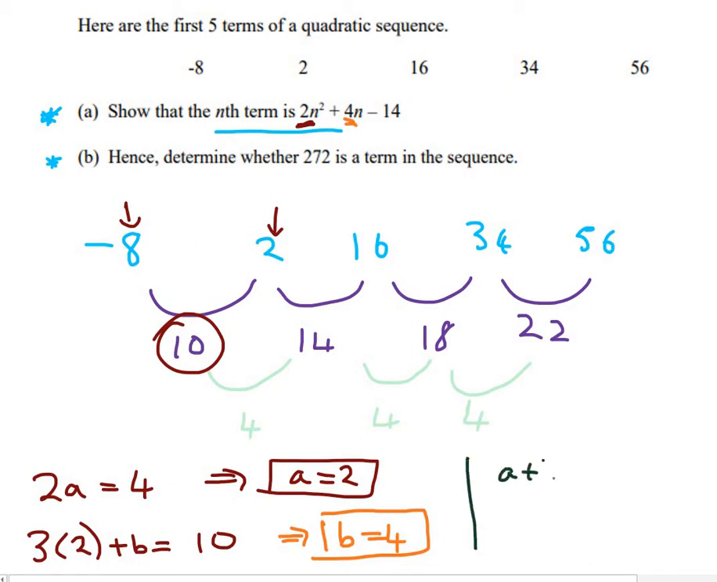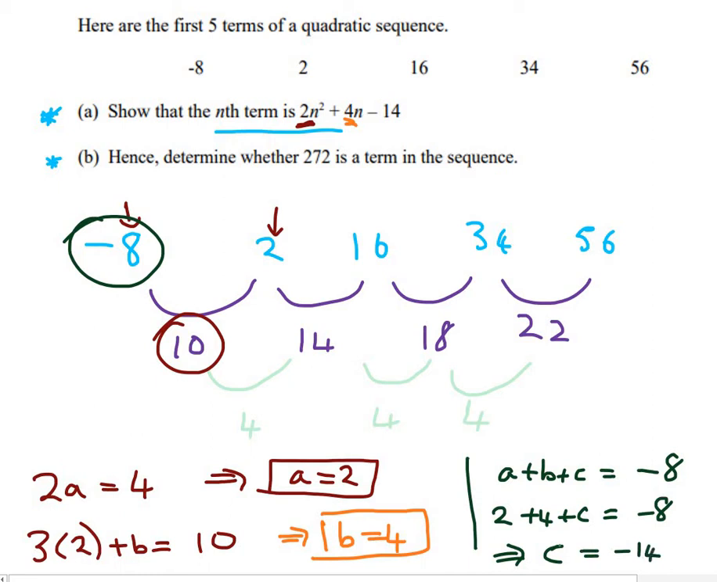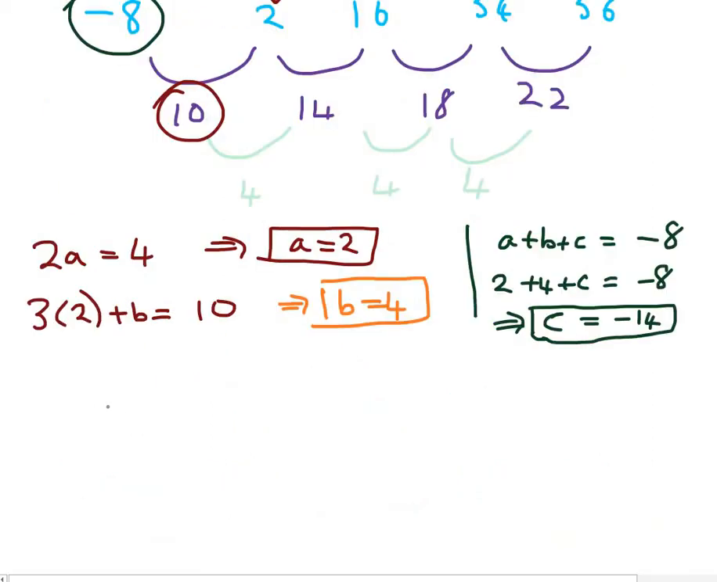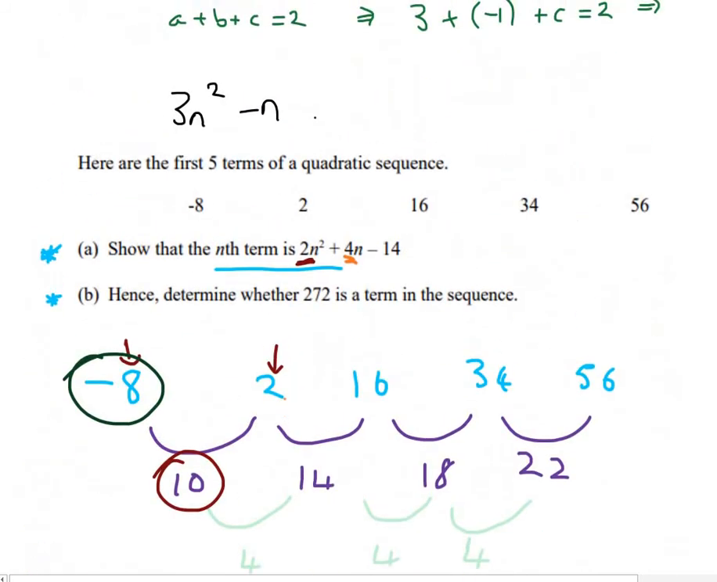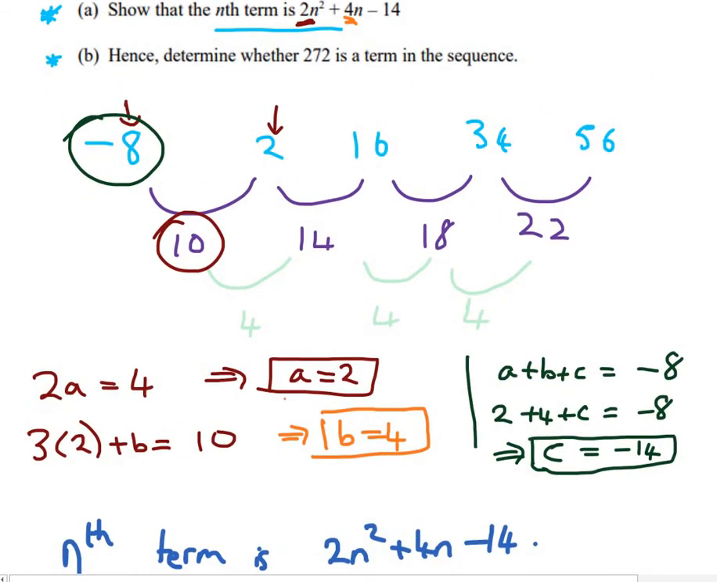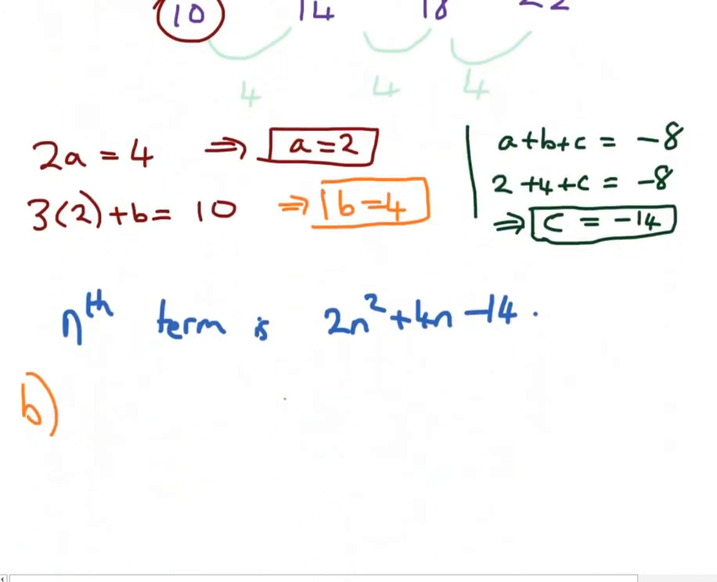And finally then, let's work out c. So a plus b plus c equals the first term, minus 8. But we know that a is 2 and b is 4. So we got 2 plus 4 plus c equals minus 8. This does indeed tell us that c equals minus 14. Excellent. So just to finish this off, we'd say the nth term is 2n squared plus 4n minus 14.